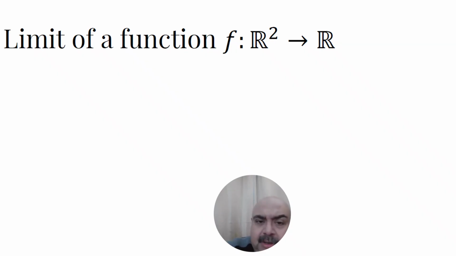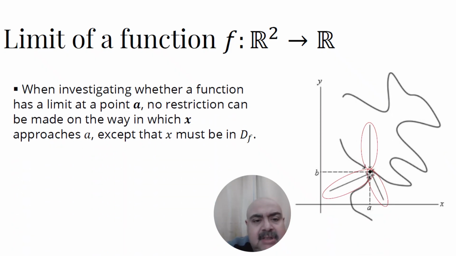Once more, the limit of a function in several variables changes dramatically compared to limits of functions in one variable. In the case of functions in several variables, the function will approach this point from plenty of places, from hundreds of thousands of routes. So when investigating whether a function has a limit at a point A, no restriction can be made on the way in which x approaches A, except that x must be in the domain of f.